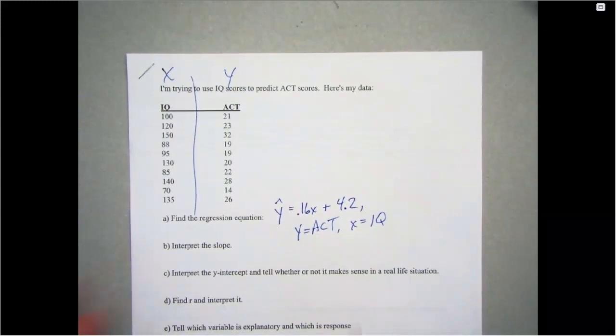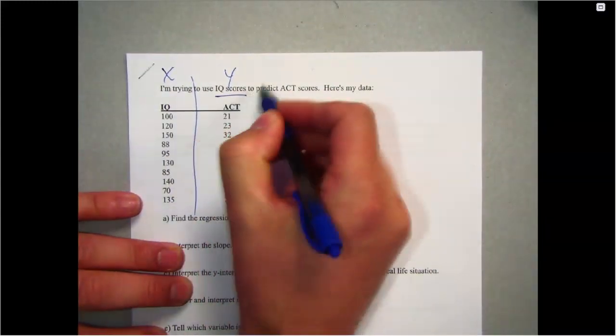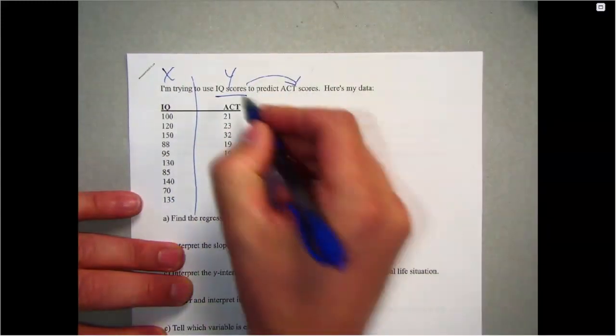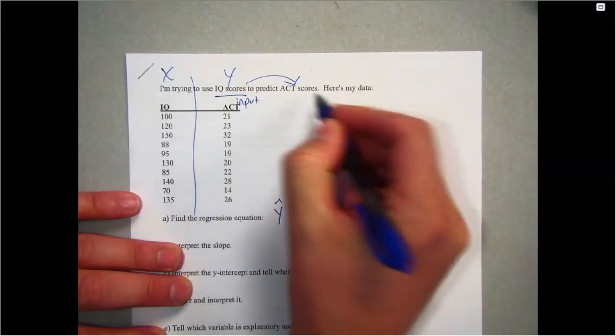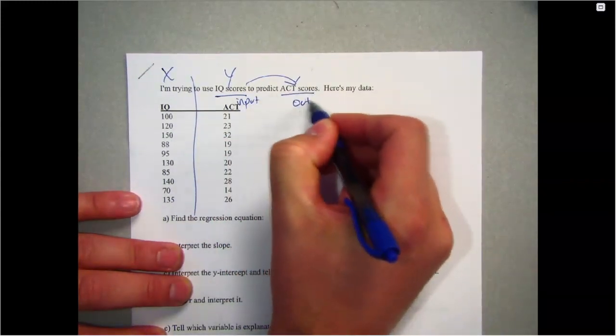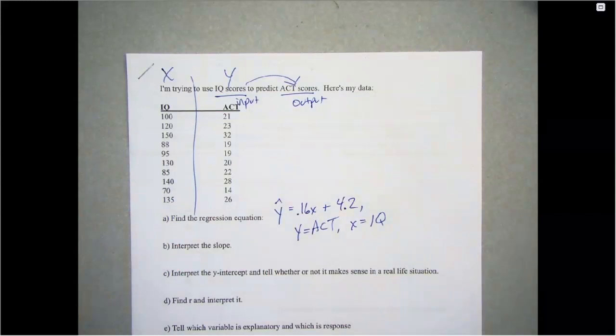But also, it says I'm trying to use IQ scores to predict ACT scores. So that means IQ scores is my input, and ACT is my output. So it's like I tell you my IQ, and you try to predict my ACT score. It's like ordering a pizza. I tell you how many toppings, you tell me the price.